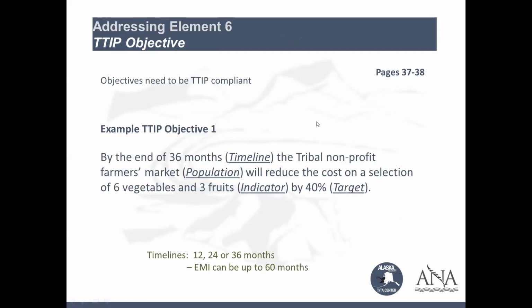Remember that the objectives need to be T-TIP compliant. The timelines need to be 12, 24, or 36 months, or for ME, they can be 48 or up to 60 months.